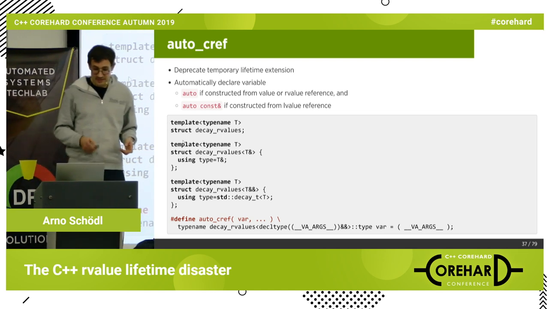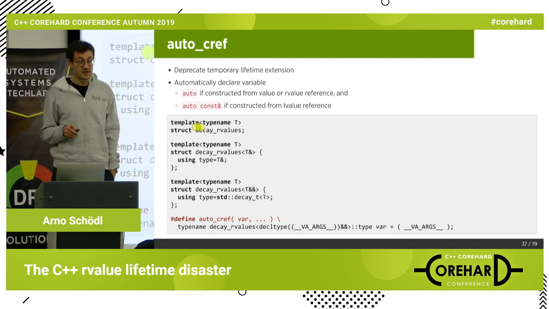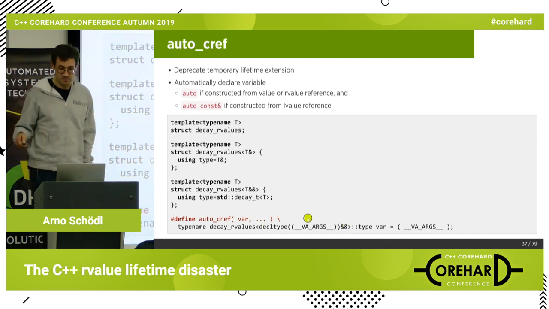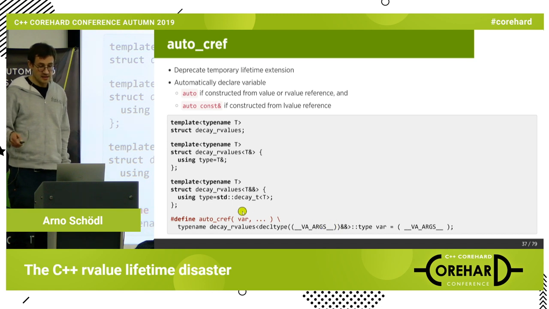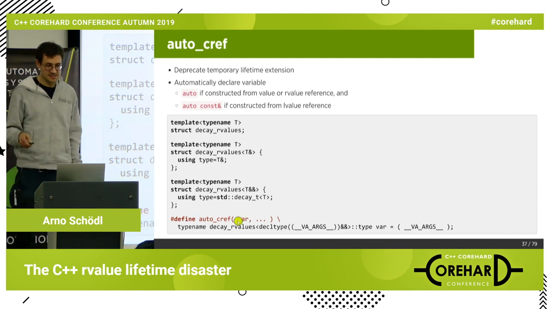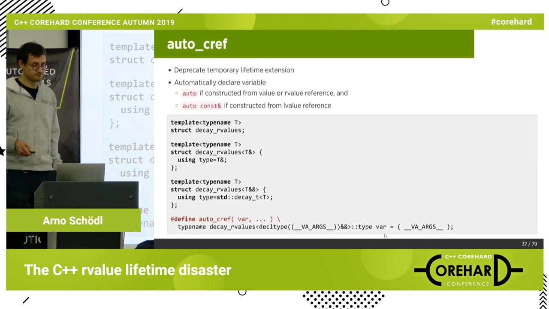So first of all, we built a little type function, decay rvalues, that whenever you give it an rvalue, it will actually decay. It will make it a value. If you give it an lvalue reference here, it will keep the lvalue reference. If you give it an rvalue reference, it'll turn it into a value. And then we have a macro that says, okay, whatever you're receiving here in the expression, the VAR, we'll check the decltype of it, append some rvalue reference, and then pump it through our type function that will turn the rvalue references into a value. And that's really the declared type of our variable. And then we just assign our expression and all is good.